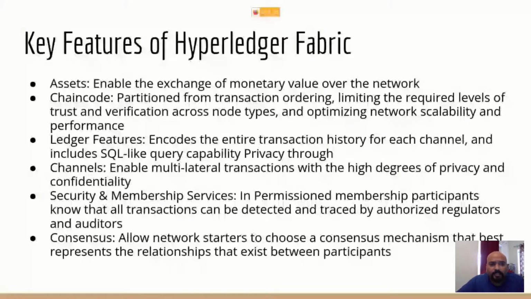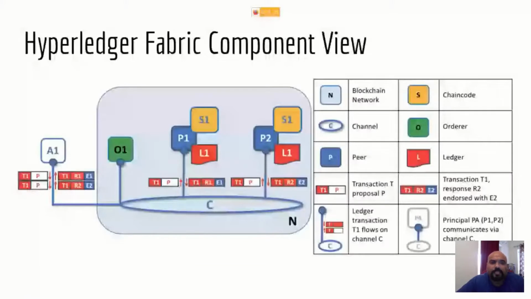So let's see the components in Hyperledger Fabric in a diagrammatic manner. As you see in this diagram, the overarching box is the blockchain network. The S indicates the chaincode, which are the contracts that are deployed on the peers which are connected in the channel. P indicates the peers, and O indicates the orderer, which is ordering the transactions and applying the consensus.